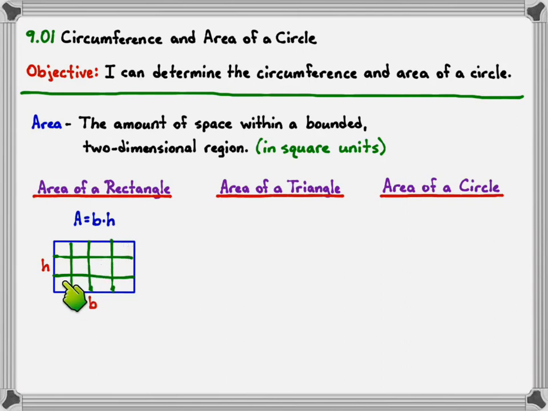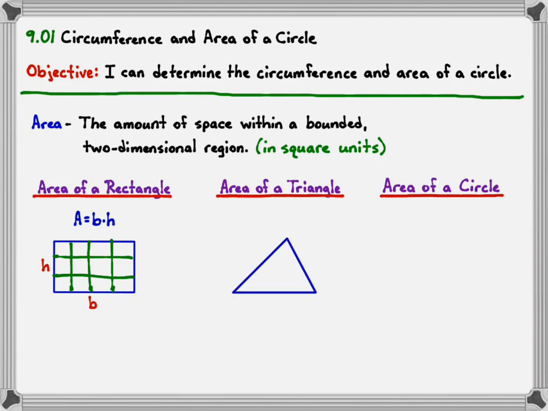But what does that mean? It means that there are 12 squares inside this object. Whatever these lengths are in units, it's 12 squares of that size inside the object. So base times height gives us the amount of space in that two-dimensional enclosed object.